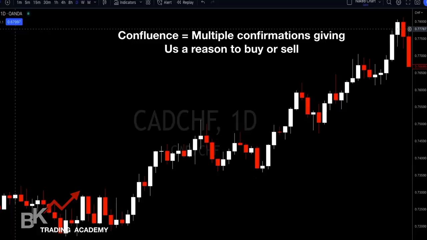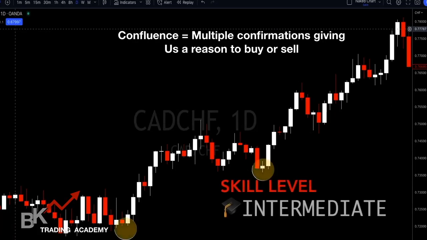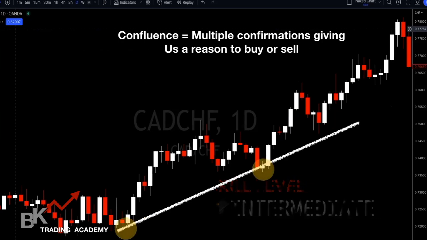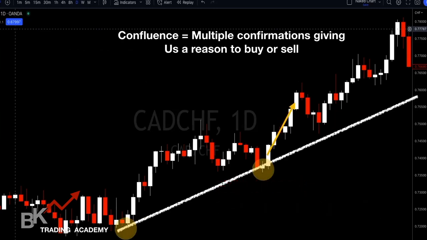Confluence simply means multiple confirmations giving us a reason to buy or sell. This is what I mean. Here's our two lows. We're going to connect our trend line. Price shoots up, comes down to our trend line. Remember, that gives us the indication to buy. I'm going to draw a line.